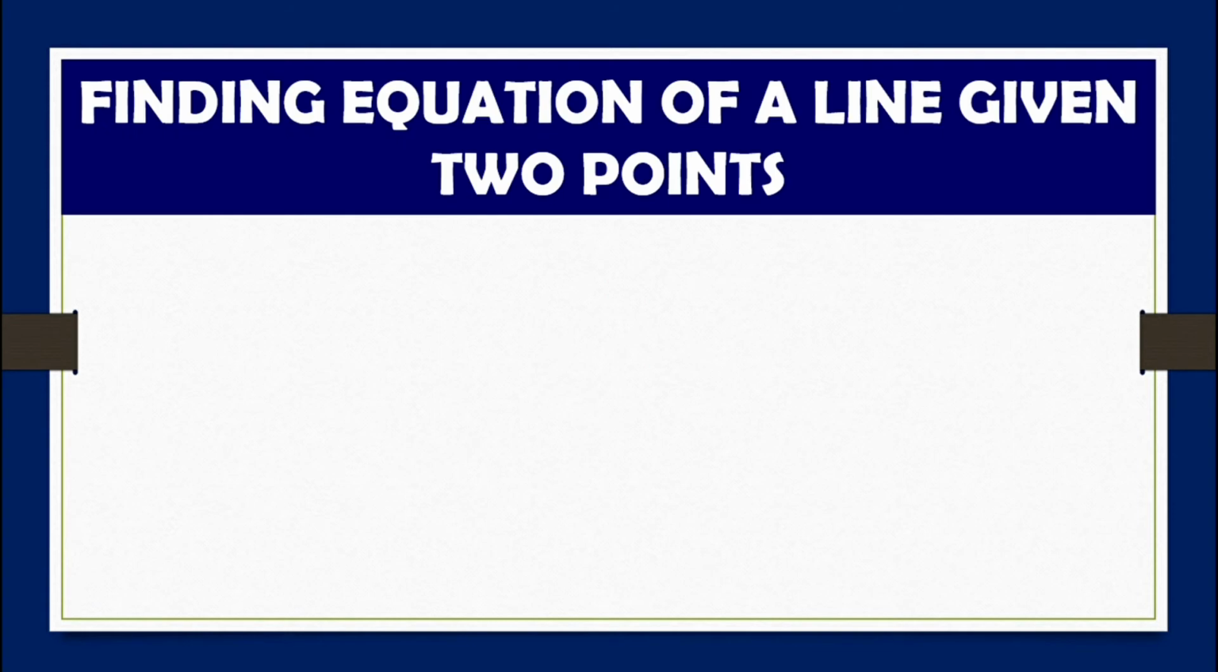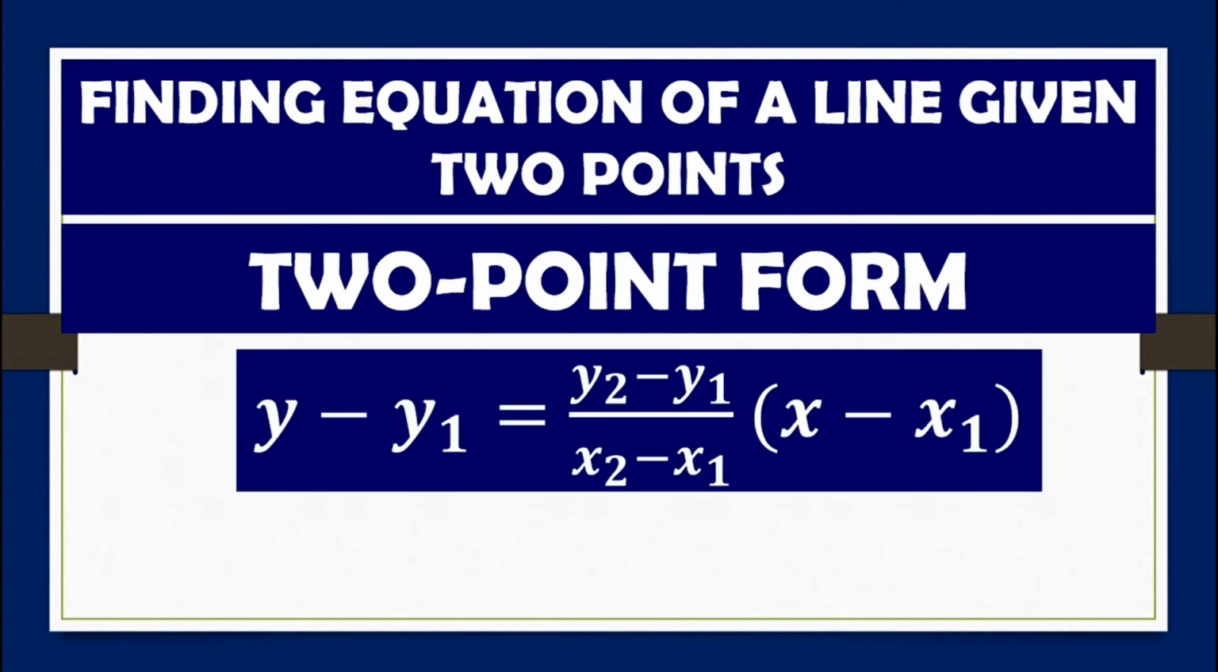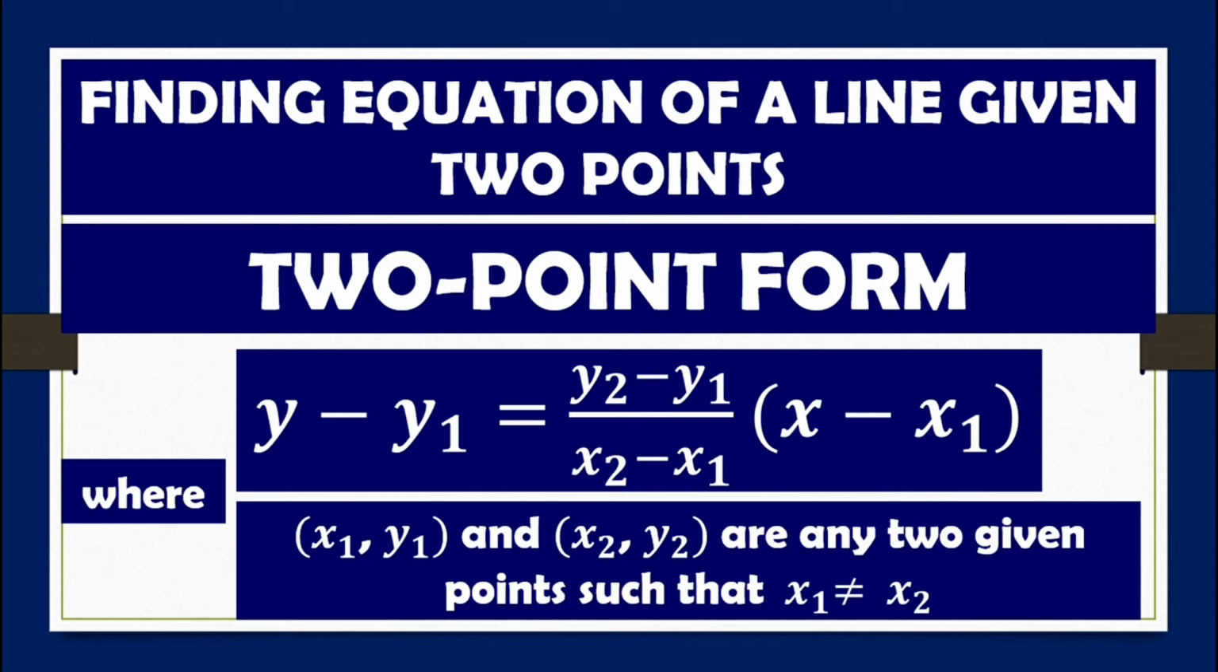Another form in finding the equation of a line is when 2 points are given, also known as the two-point form, with the equation y minus y sub 1 is equal to y sub 2 minus y sub 1 all over x sub 2 minus x sub 1 times the quantity x minus x sub 1, where x sub 1, y sub 1, and x sub 2, y sub 2 are any two given points such that x sub 1 is not equal to x sub 2.